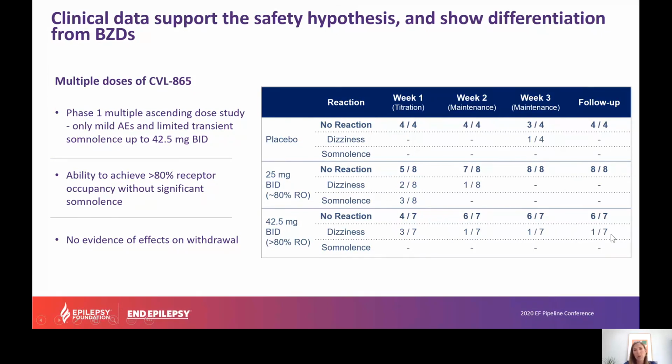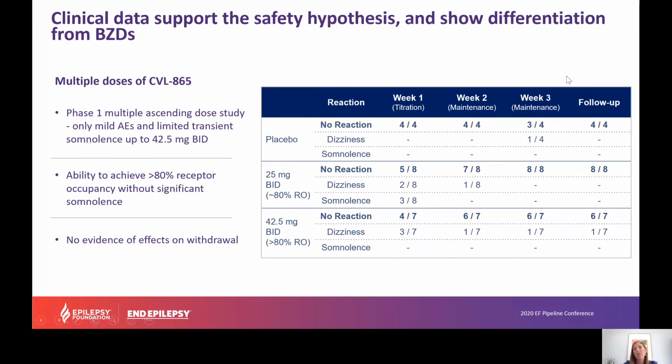And dizziness was reported in 3 subjects in that titration phase and then 1 subject in maintenance, but also in follow-up. For somnolence, we had no subjects reporting somnolence by placebo, and in the low dose group, we had 3 subjects reporting mild somnolence during the titration. But in fact, when they achieved that 25 mg BID dose, there were no reports of somnolence at all. And the 42.5 mg dose group, there were no reports of somnolence either in the titration or in the maintenance phase. So this study shows the ability to achieve 80% or more receptor occupancy without seeing significant somnolence.